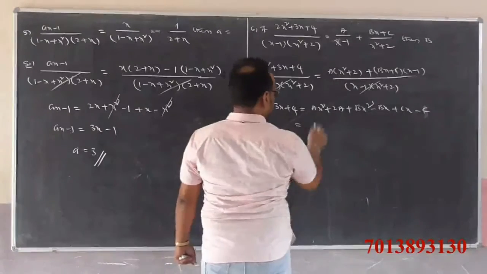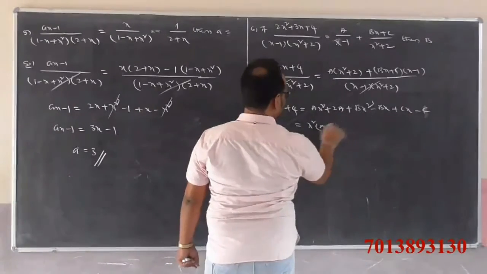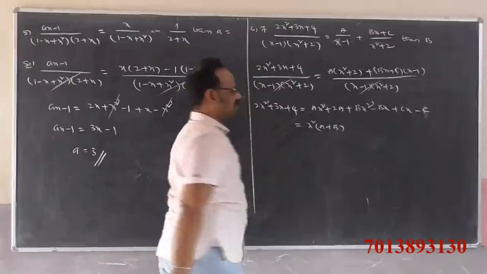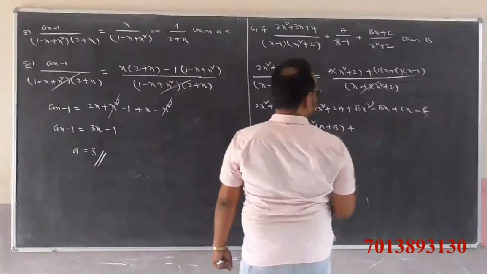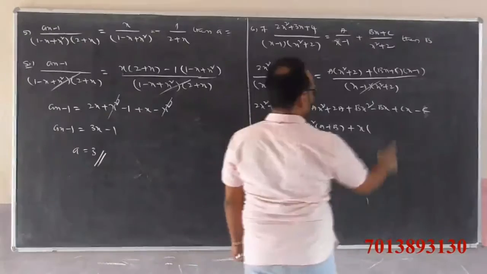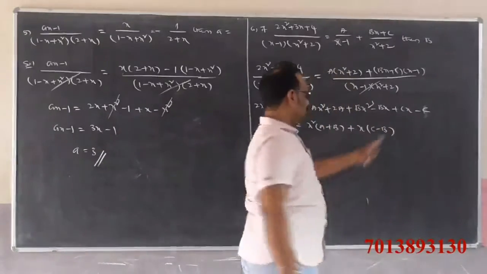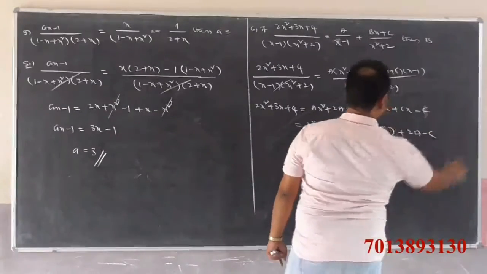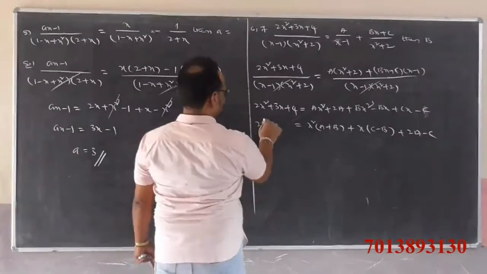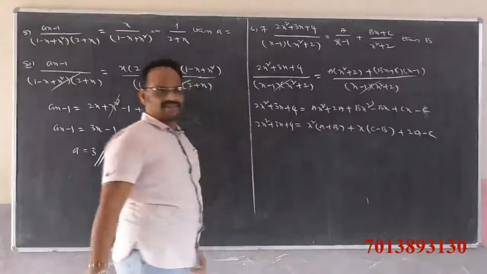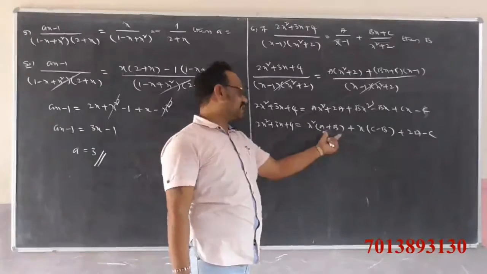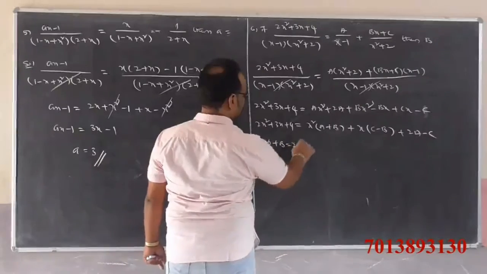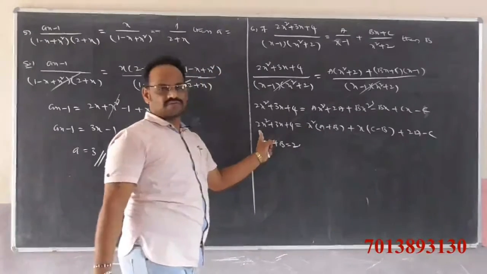That is equal to, here the coefficient of x square is a plus b, taking x square common. If you take x common, we get c minus b, and the constant terms are 2a minus c. On the left, 2x square plus 3x plus 4. What is the coefficient of x square here? a plus b. What is the coefficient of x square here? 2. So clearly, comparing LHS and RHS, we get a plus b is equal to 2.